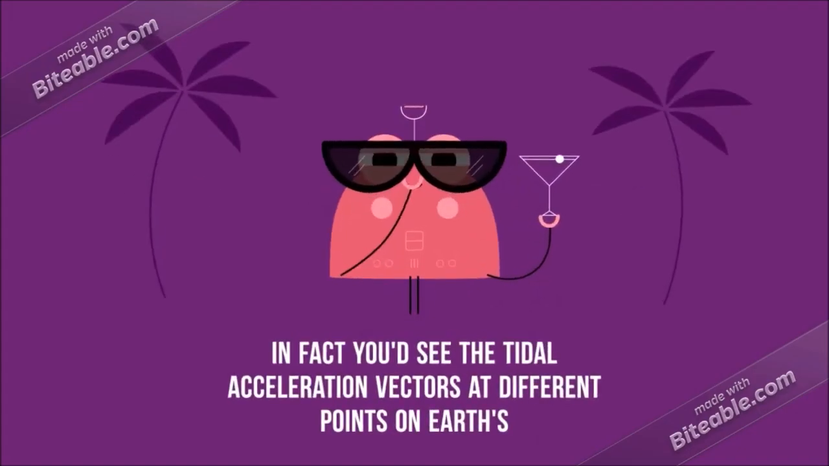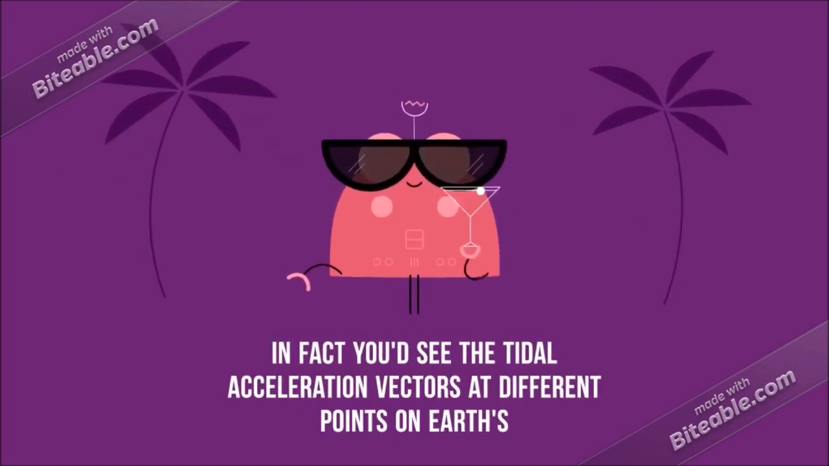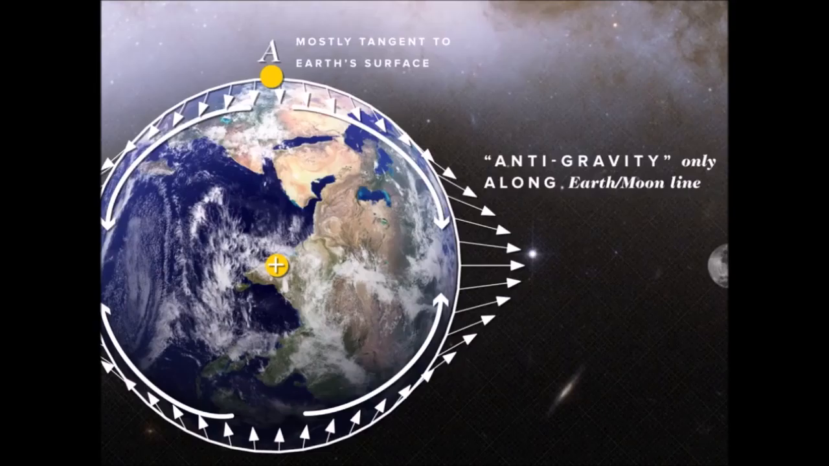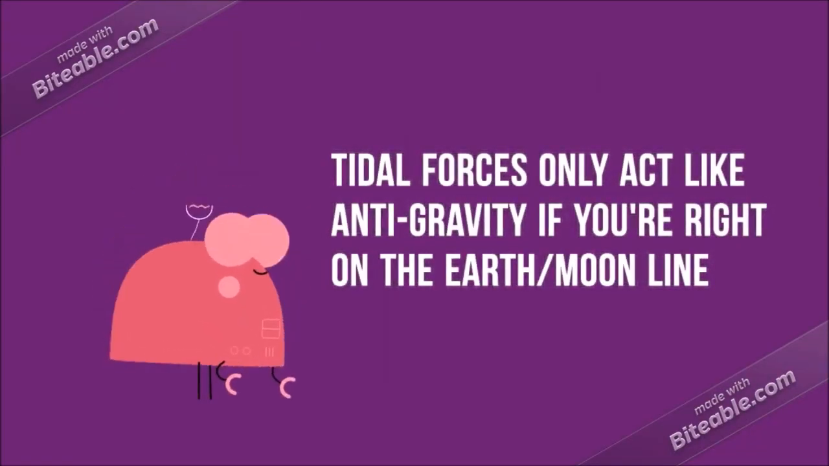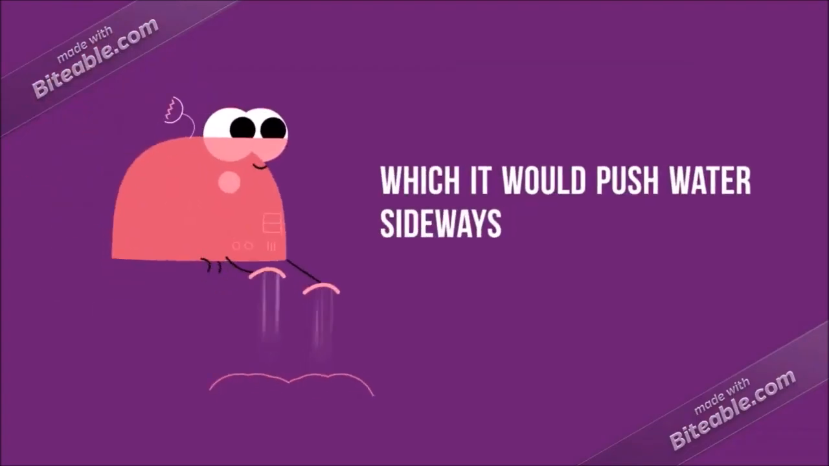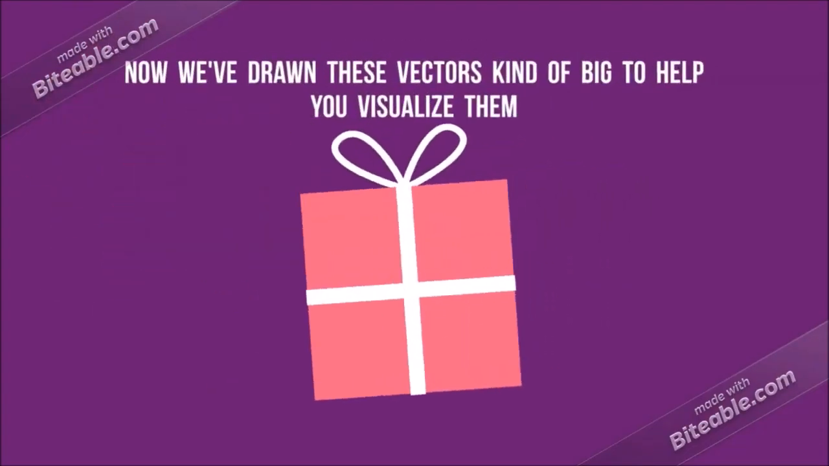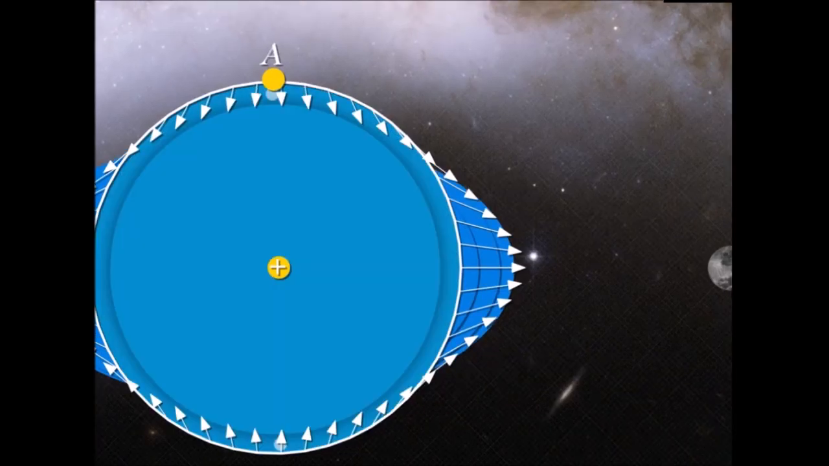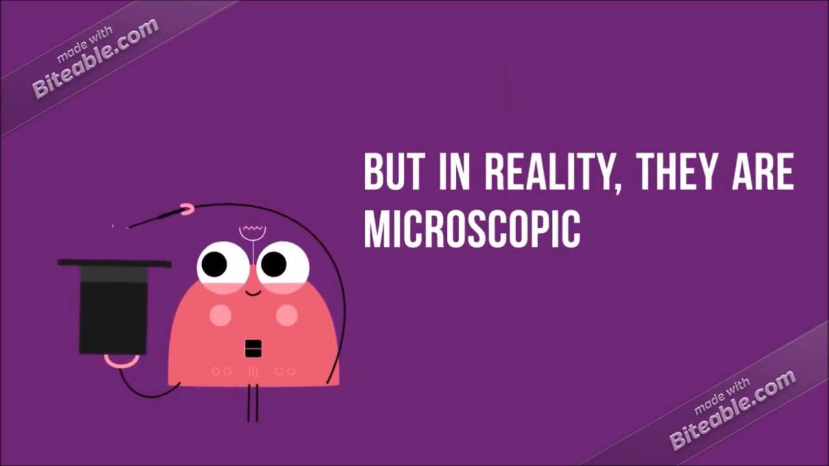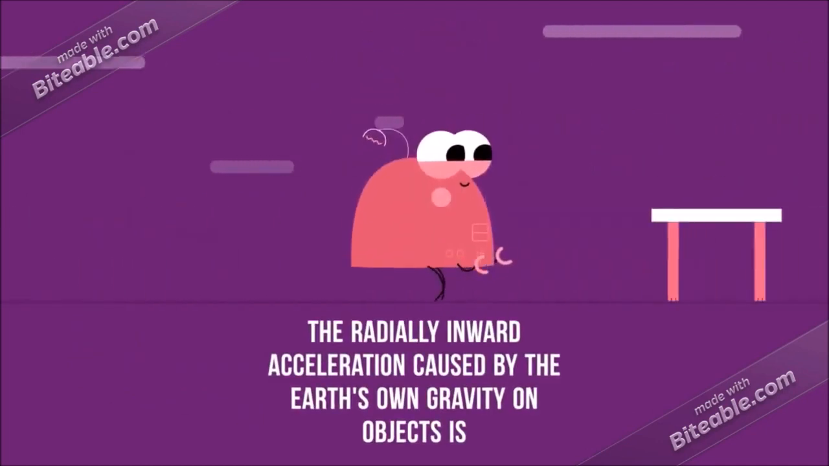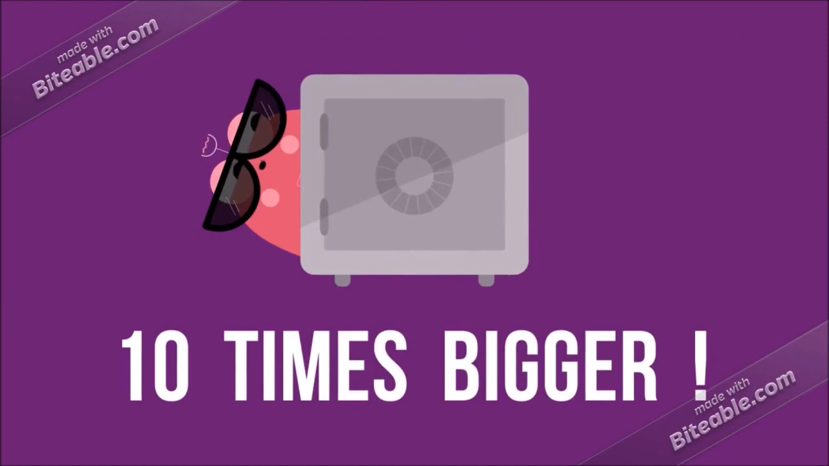In fact, if we map out the tidal acceleration vectors at different points on Earth's surface, they look like this. As you can see, the tidal forces only act like anti-gravity if you are right on the Earth-moon line. At most places, they push water sideways. Now, we have drawn these vectors kind of big to help you visualize them, but in reality, they are microscopic. The radially inward acceleration caused by the Earth's own gravity on objects is 10 million times bigger.